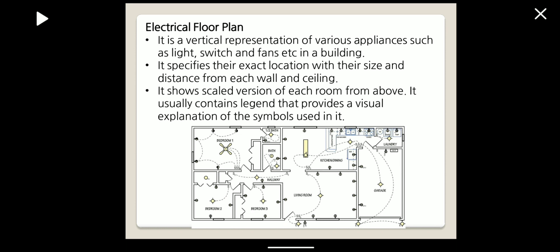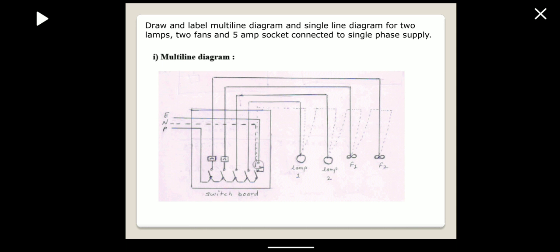So this is a civil engineering plan, but it is an electrical floor plan. Why is it called an electrical floor plan? All the electrical appliances are planned by this, the exact locations where the electrical appliances are installed. So it shows this electrical floor plan with their wirings.